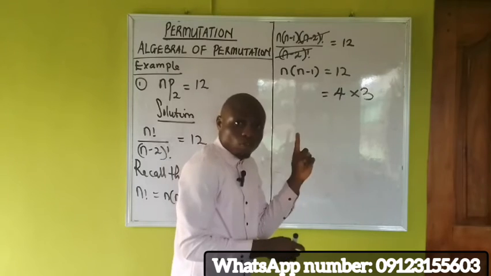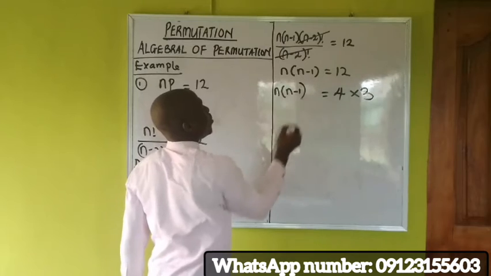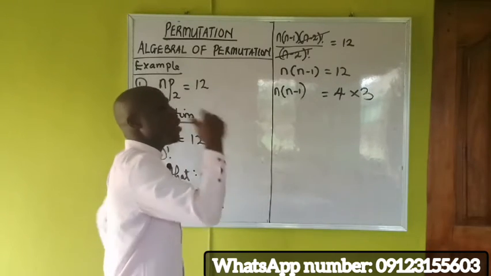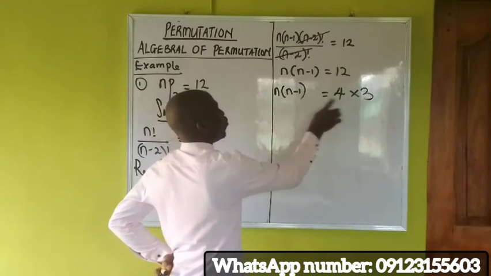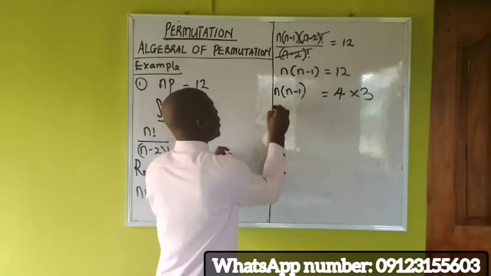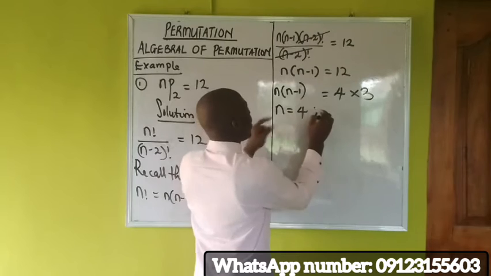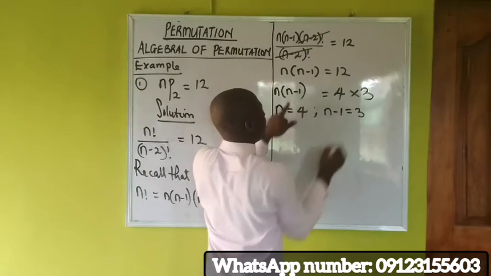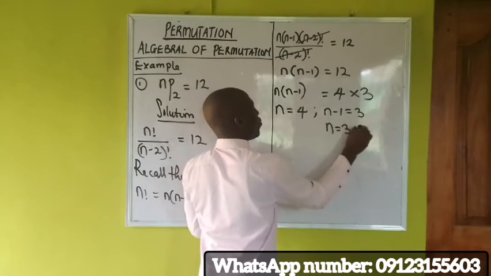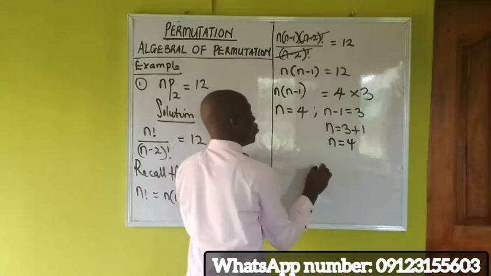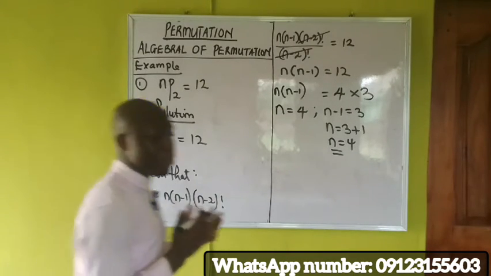So I'll apply this. That becomes n into n minus 1. So now I will equate it this way. n is equal to this 4. And also, n minus 1 is equal to 3. Separating them, I will have n is equal to 4. Also, I'll have n minus 1 is equal to 3. At the end, n is equal to 3 plus 1, so n is equal to 4. So my n is 4. Here is how to solve a problem on algebra of permutation.